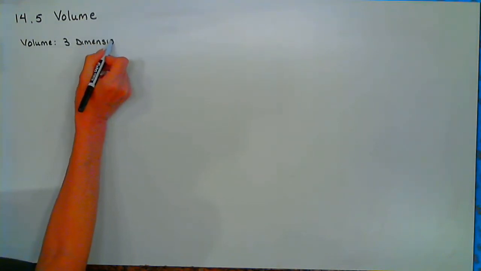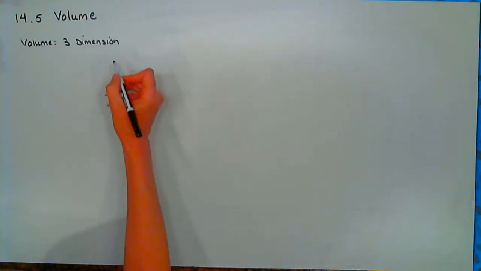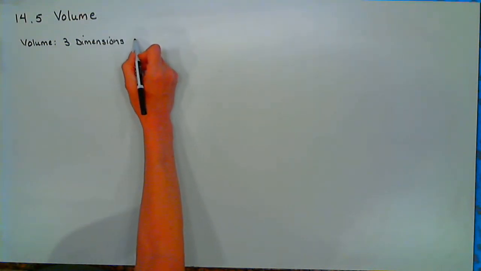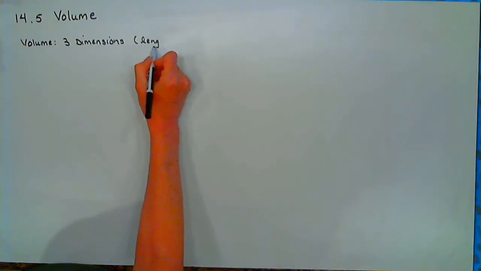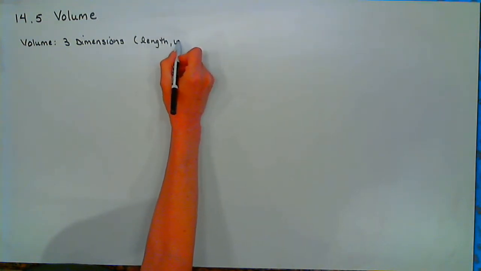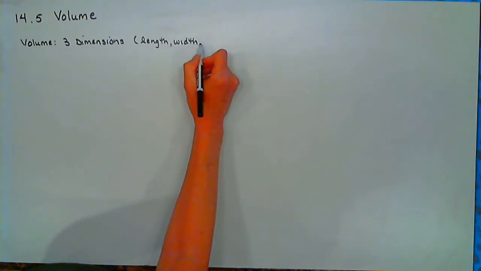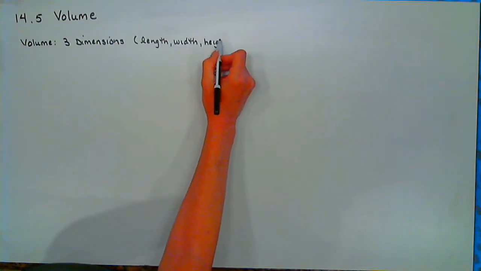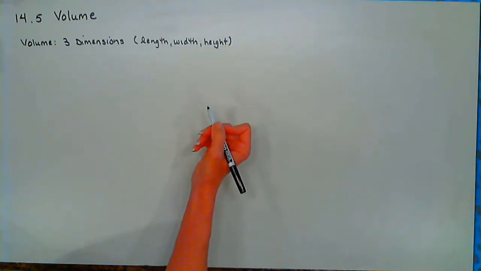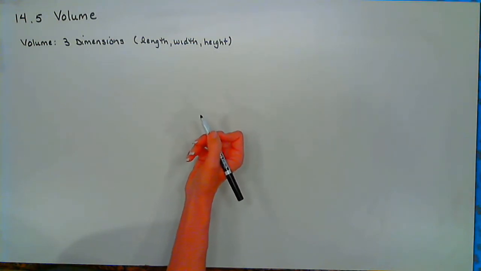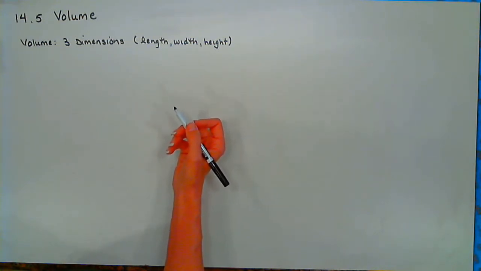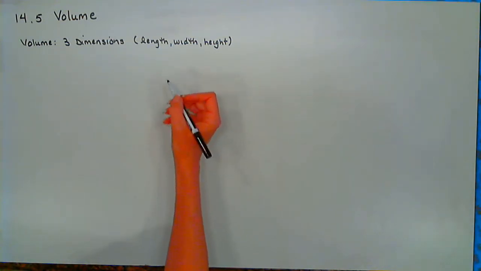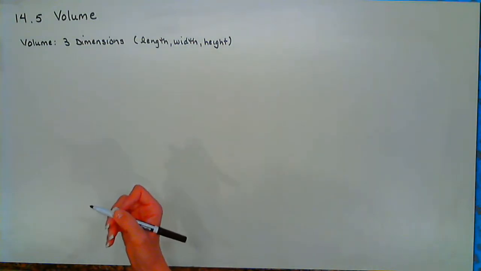It's 3D. So when we look at volume, we can think of it kind of like length, width, and height. Sometimes you think of it as length, width, and depth, but it's 3D. So you're not just on an XY plane, you're now on an XYZ plane. So 3 dimensions that we're looking at.